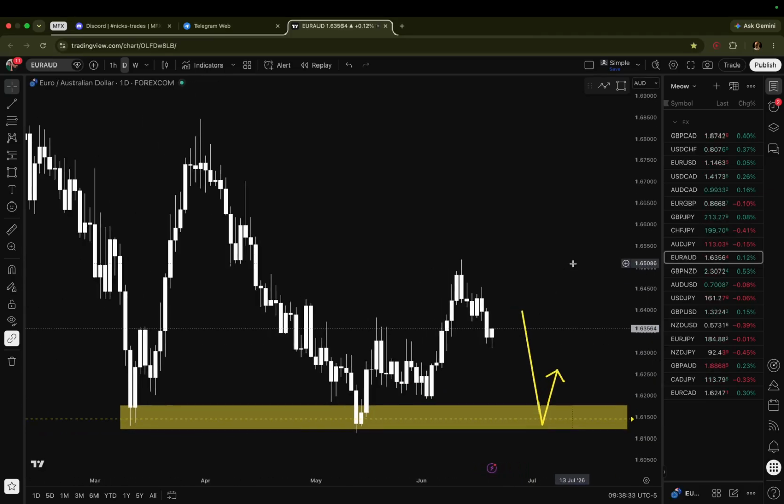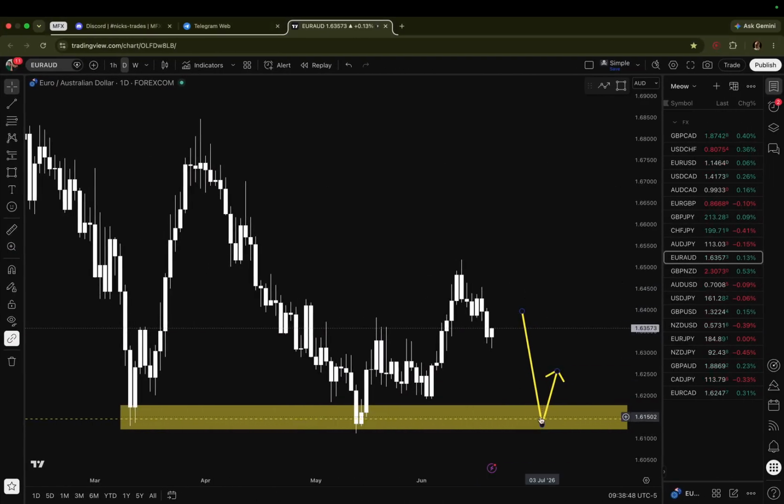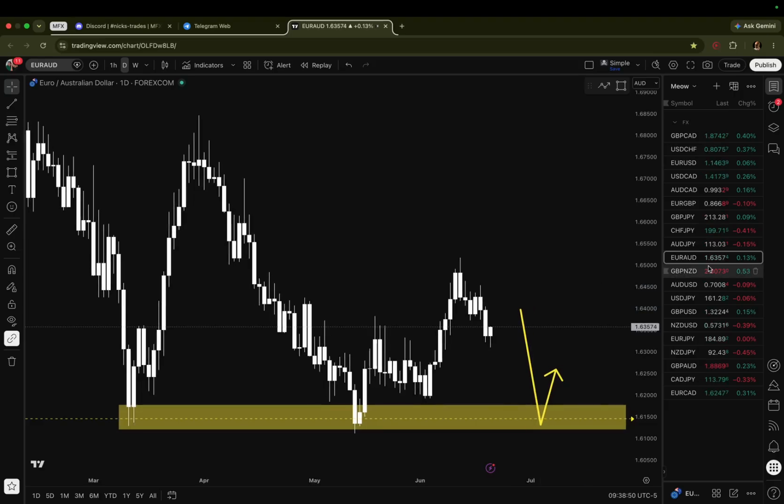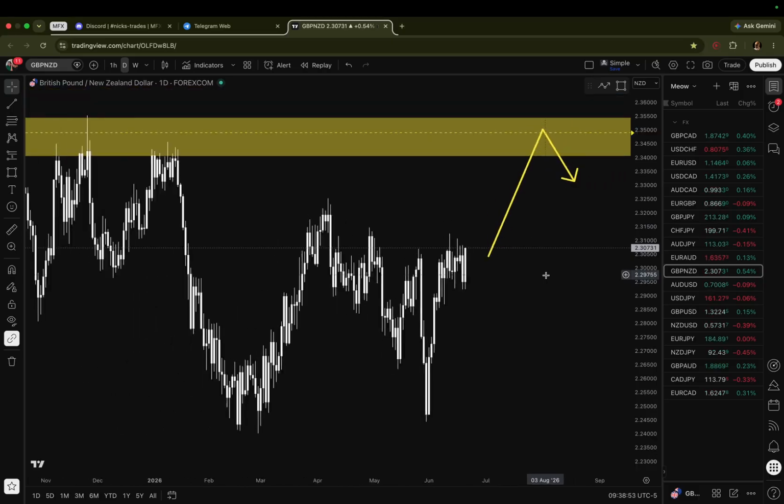I remain patiently waiting for her, just like Rapunzel waited for her prince inside the castle before she let down her hair. But I don't have any hair, so I just, you get the point. I'm going to be waiting for price to come down here to the support, and I'll be looking to buy. Stop below and a target above at a 1-to-1 risk reward ratio.